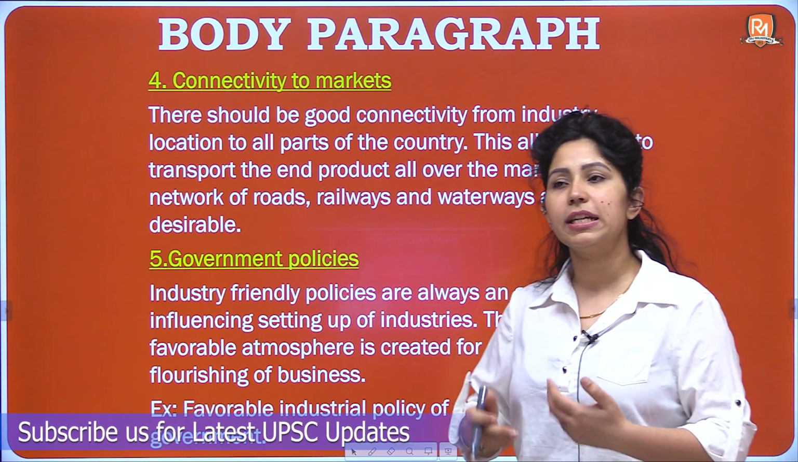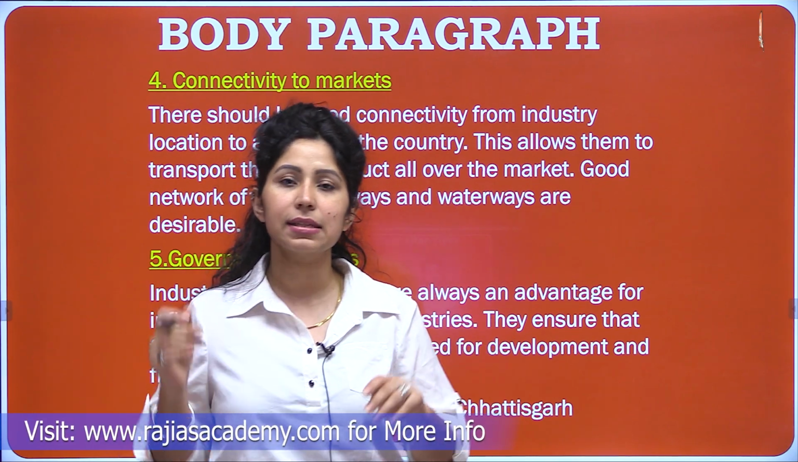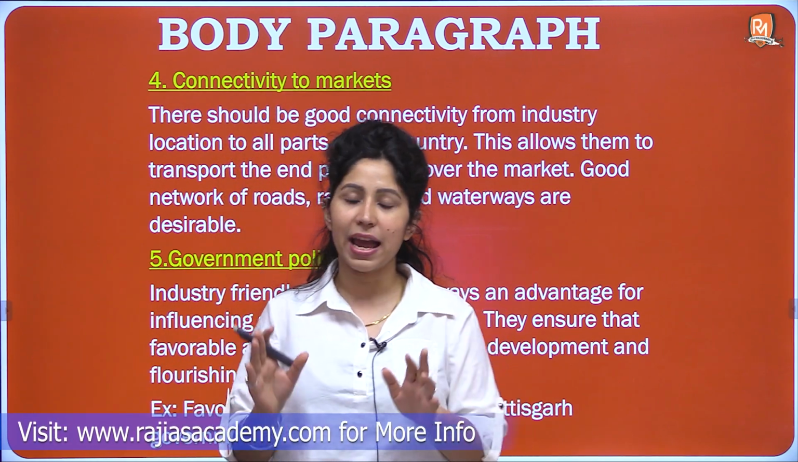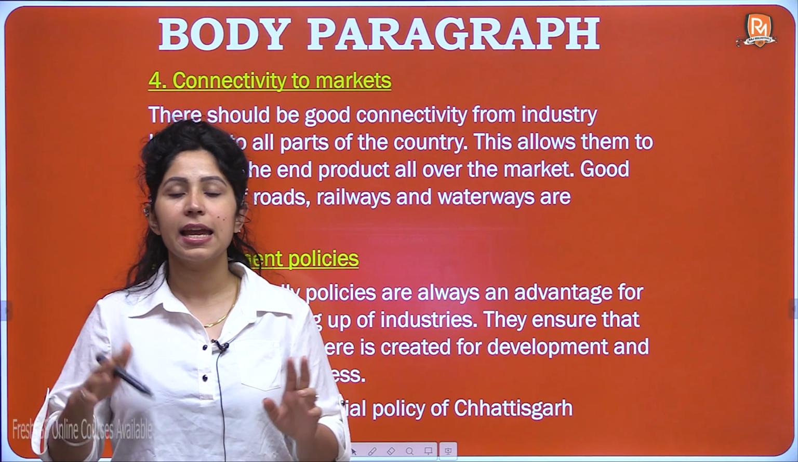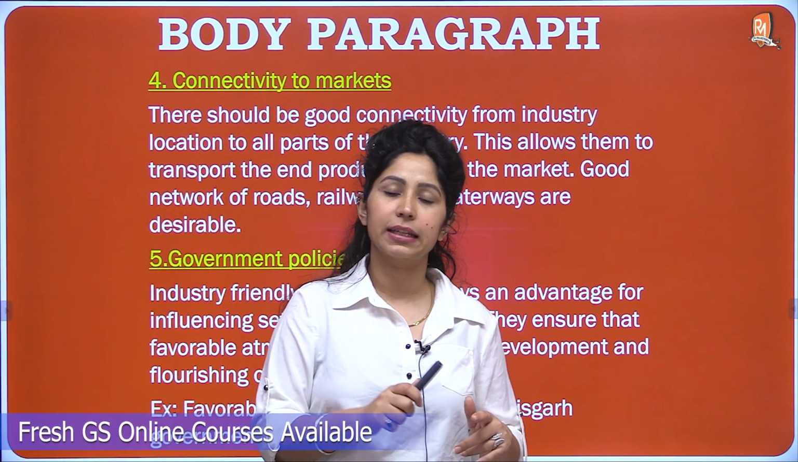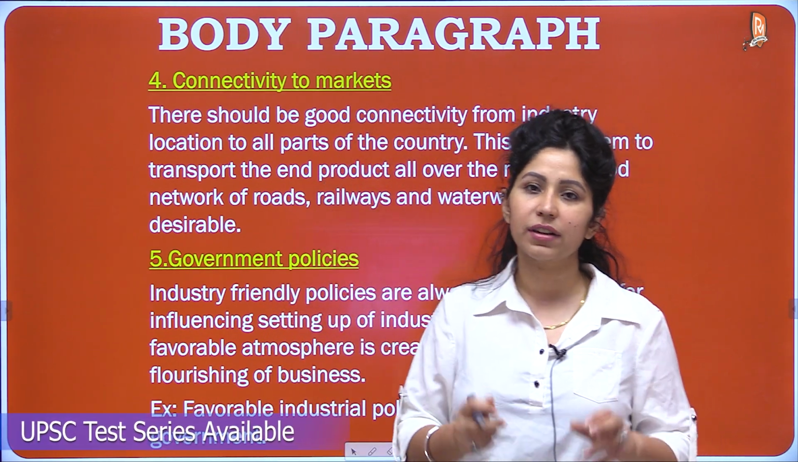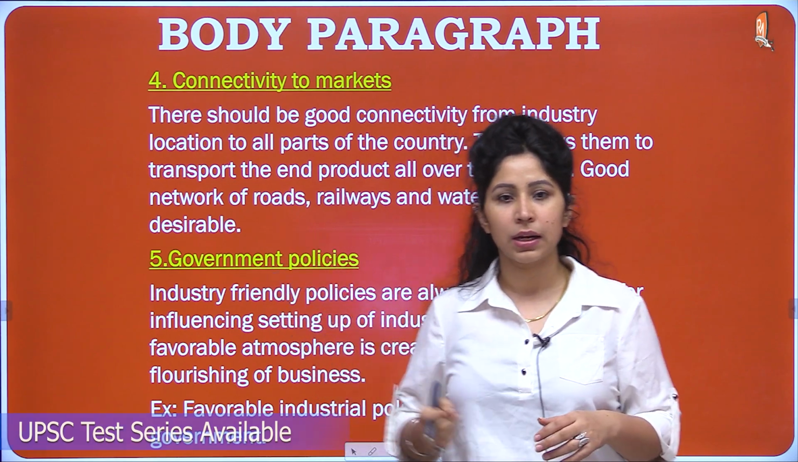Many times the government is motivated to establish corridors in these places, establish good roads, highways or railway facilities in such areas which connect industries to markets directly. So if that connectivity is available, businessmen or industrialists are motivated to set up their industries there.